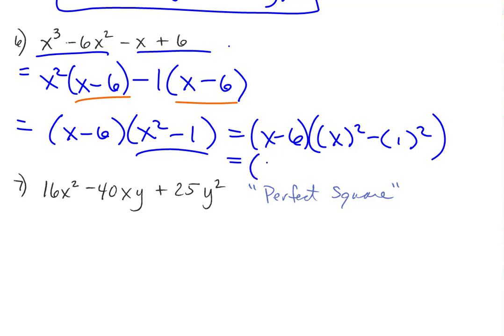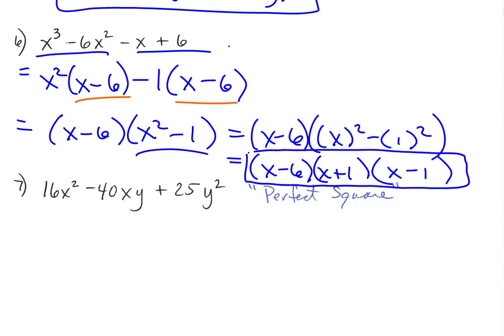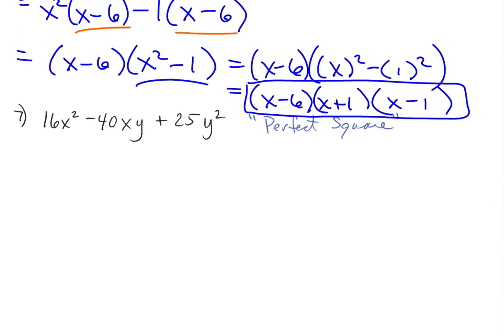In which case, we'll continue on here, copying down the x minus 6 in front, but then turning this into the difference of two squares factoring result, which would be an x plus 1 times an x minus 1. So we actually have 3 binomials as the result in our final answer for this one.